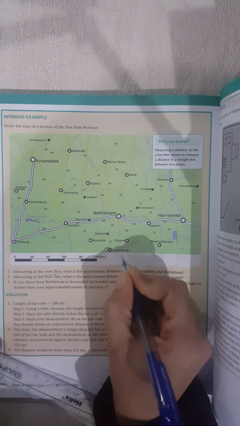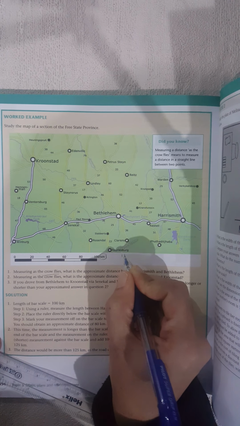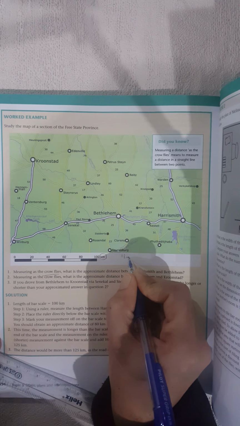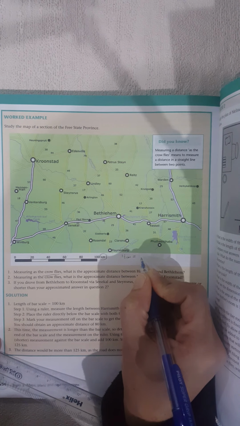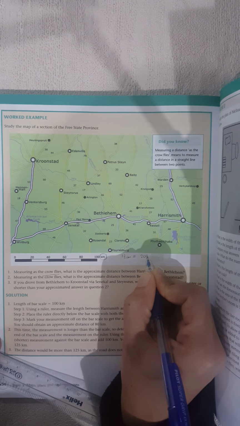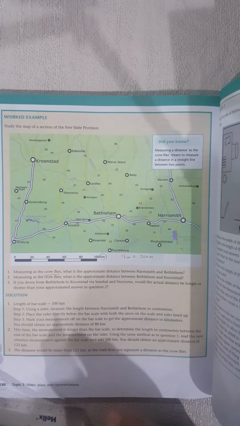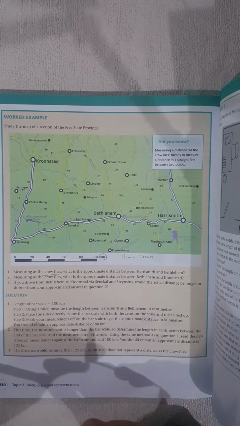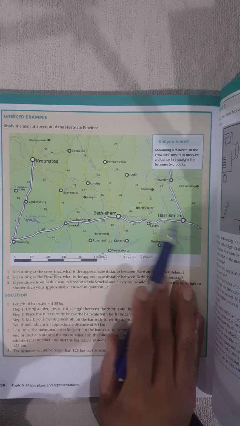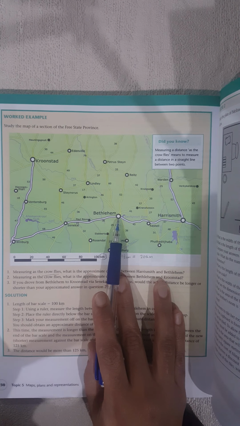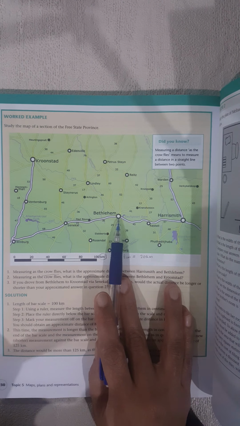So what it's telling me, you can see this one is in kilometers. 1.5 centimeters on this map is equal to 20 kilometers, right? It's no more 1 centimeter. You have to measure it and you have to check. But now the first question is saying, measuring as the crow flies, what is the approximate distance between Harrismith and Bethlehem? Here's Harrismith and here's Bethlehem. So we need to measure the distance between those two places.